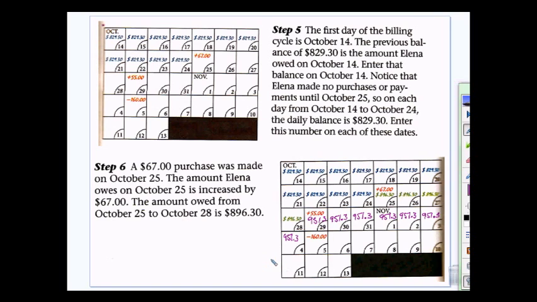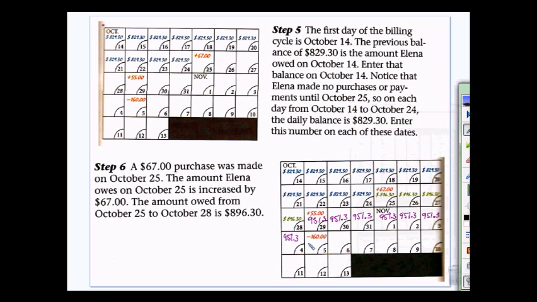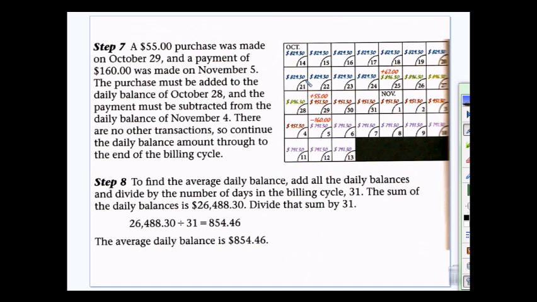Okay, then we've paid 160, so you've got to take the 160 out of the balance because it's paid. So I'm gonna do that one green. So that brings our balance down to 791.30, and it's gonna stay 791.30 until the very end. Okay, so we've done that, right?